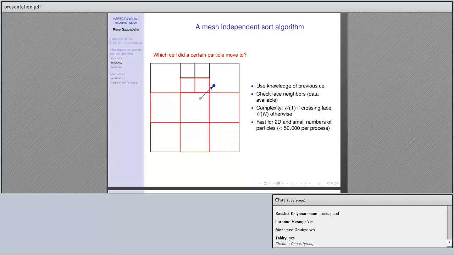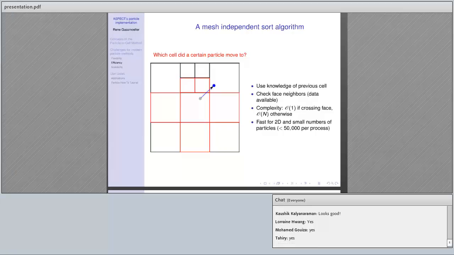However, the only knowledge that we have immediately available is about all of the neighbors that share a common face with the old cell. And if we would implement this algorithm, we would have a very nice complexity for all particles that crossed face boundaries. It would be a constant amount of work because the number of cells around a single cell is always the same, independent of the overall number of cells.